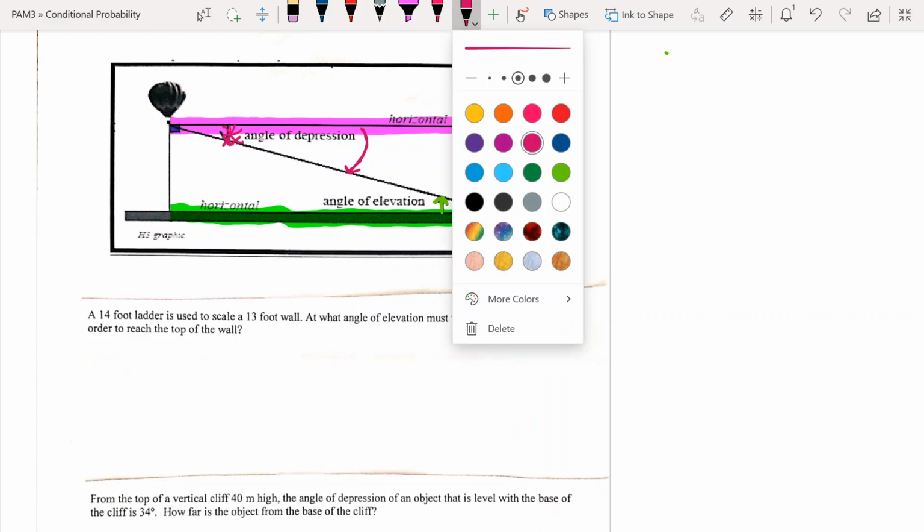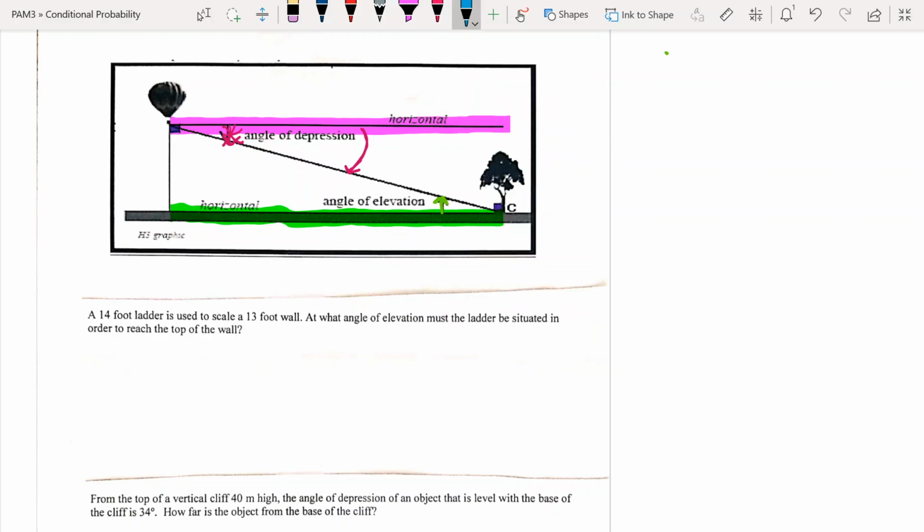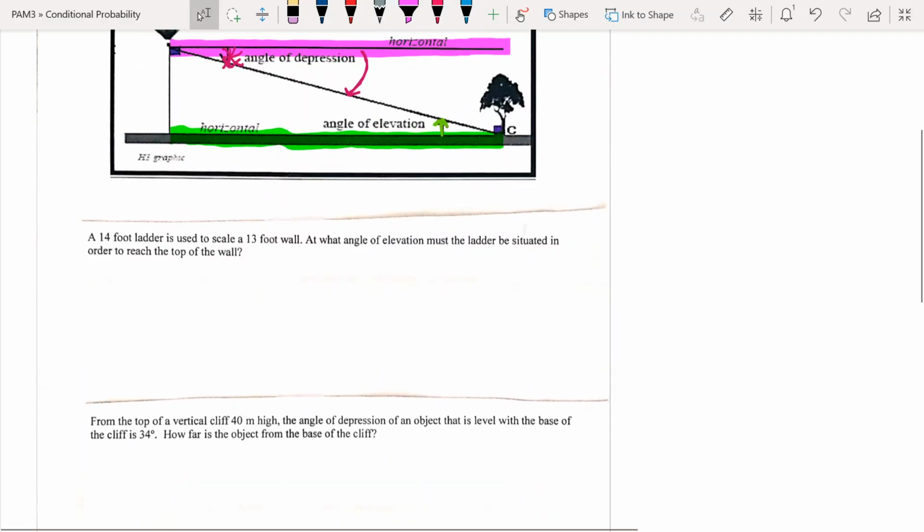Okay, so here we go. What do you want to go with today? Oh, how about blue? Okay, so here's our first problem. We've got a 14-foot ladder. It's used to scale a 13-foot wall. At what angle of elevation must the ladder be situated in order to reach the top of the wall?